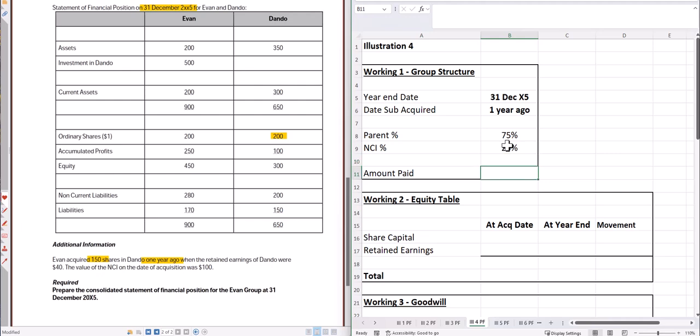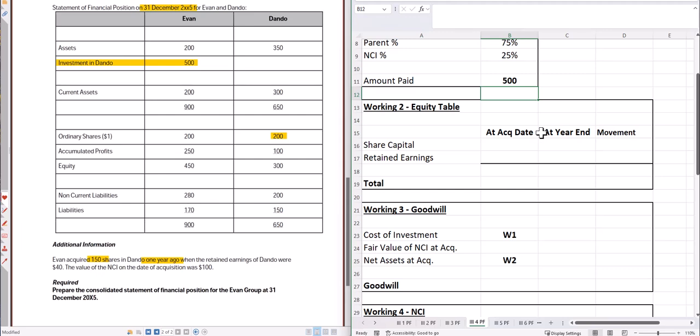The amount paid, always worth noting, was investment in Dando, 500. There it is, up at the top. Okay. Always set out a group structure, because that means you understand what's happened when, and it feeds into the rest of the workings. Next working then is the equity table.